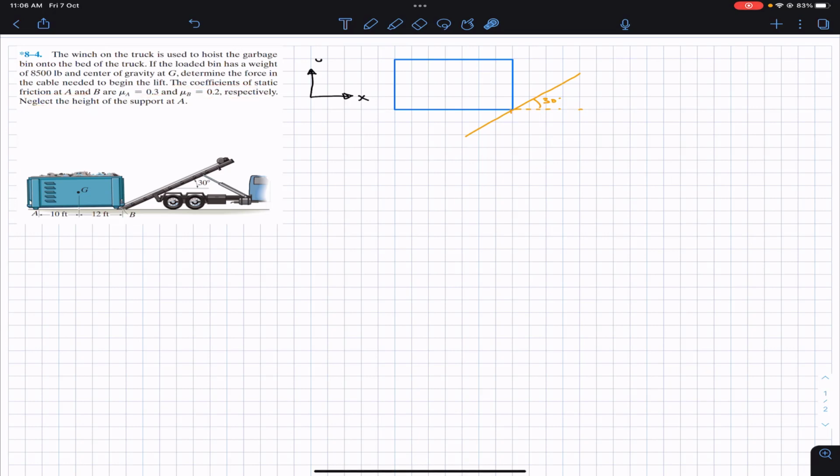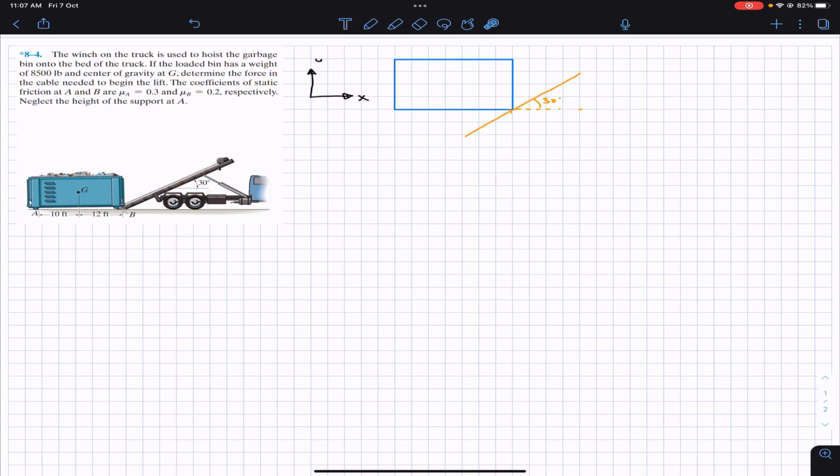So now we have this garbage bin and its center of gravity is located somewhere here. It is in contact with the surface at point A, and it is in contact with this inclined surface of the truck, of this winch. So let's draw the free body diagram. Let's say this rectangle represents that garbage bin, and this orange line is parallel to the winch, which is making 30° with the horizontal.